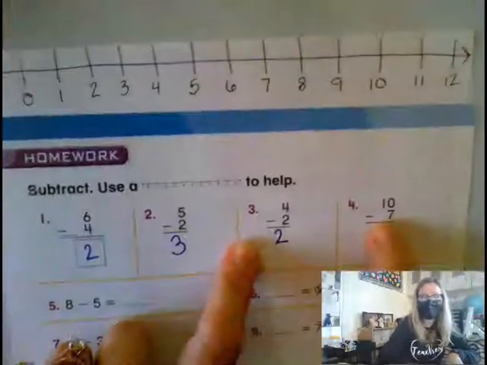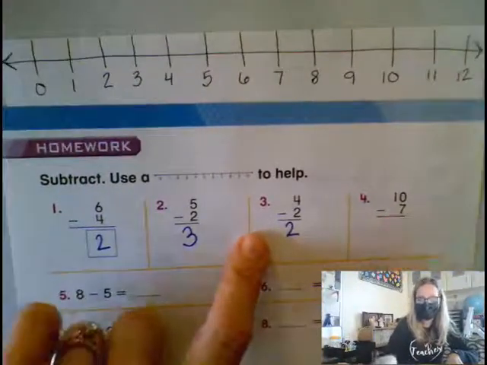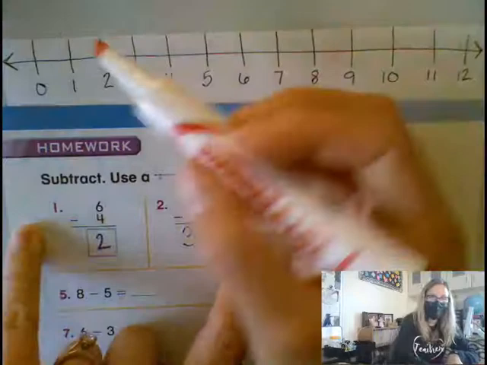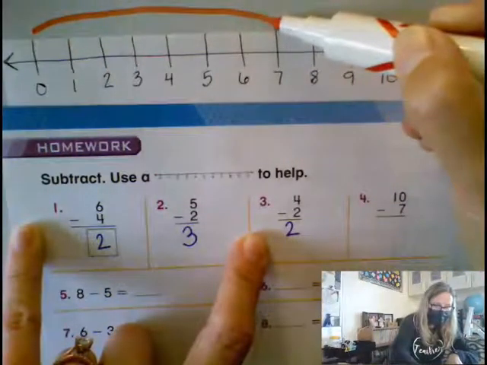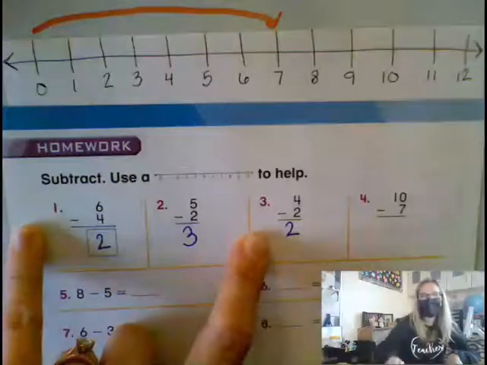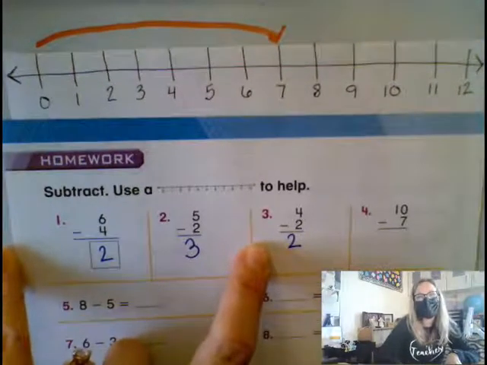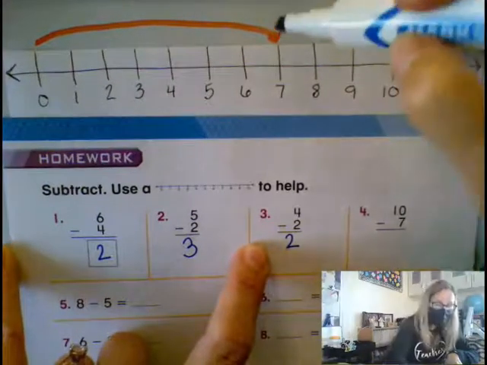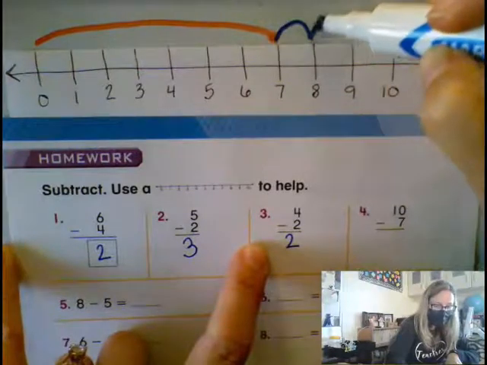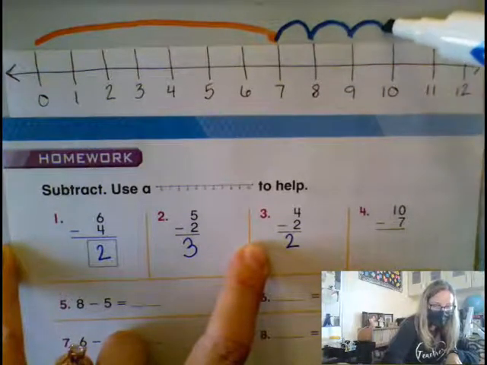All right, Blake, looking at number 4, we're going from 7 up to 10. So our first part is 7. We're going to take our first jump all the way to 7. And then from 7, we're going to jump along until we hit 10. Here we go. Ribbit 1, ribbit 2, ribbit 3.